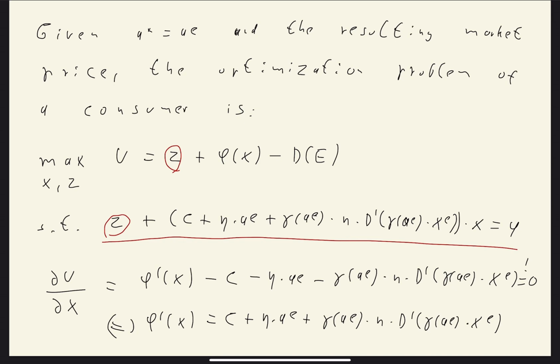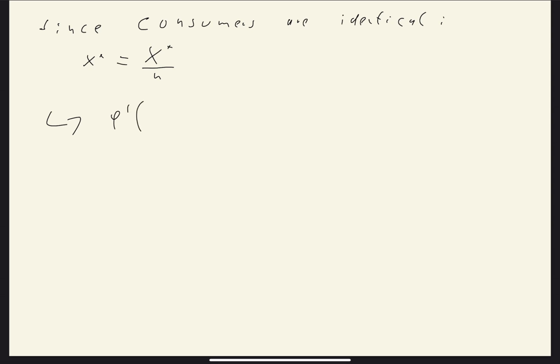So this is the first order condition, and since all the individuals are again identical, so they're homogeneous, since consumers are identical, we can simply say that small x star is equal to capital X star divided by N, and hence what we have is the following condition. So capital X star divided by N is equal to C plus eta times AE plus gamma AE times N times the marginal disutility of aggregate pollution at the social optimum. And this here will be equation number 9.